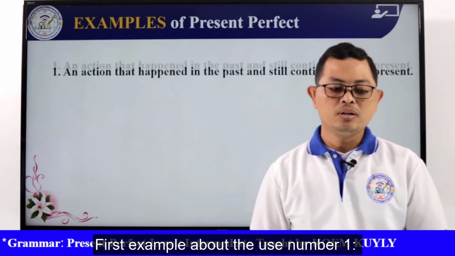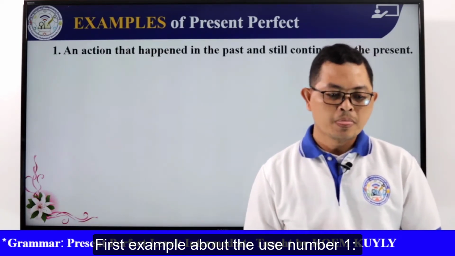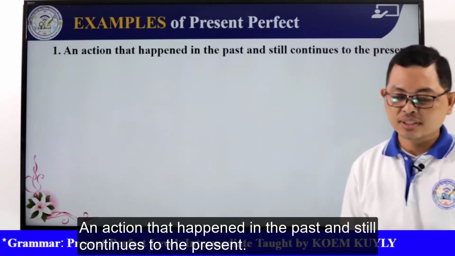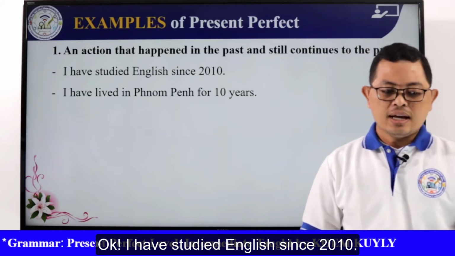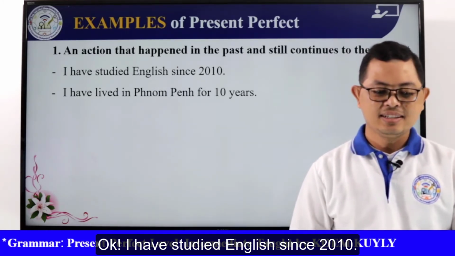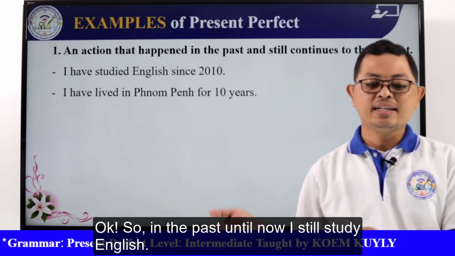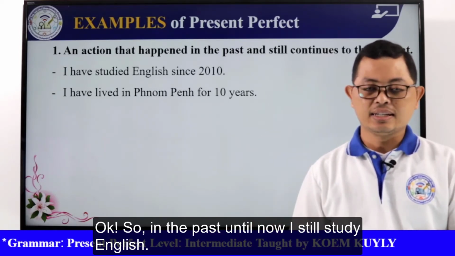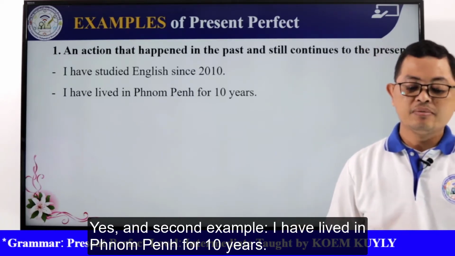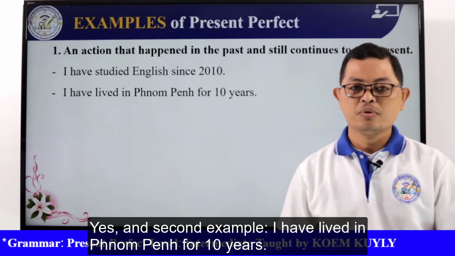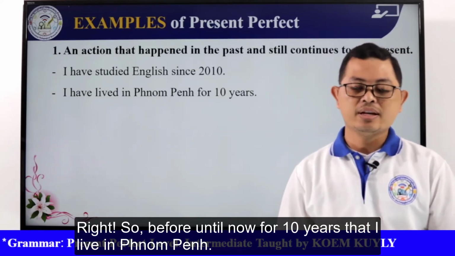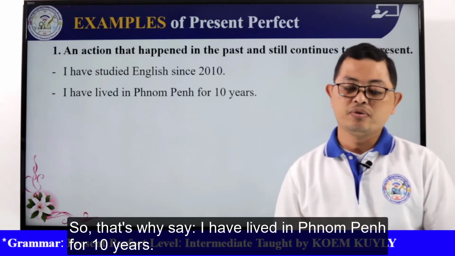First example about use number 1, an action that happened in the past and still continues to the present. I have studied English since 2010. Okay. So in the past until now, I still study English. And second example, I have lived in Phnom Penh for 10 years. Right. So before until now, for 10 years I live in Phnom Penh. So that's why I say I have lived in Phnom Penh for 10 years.